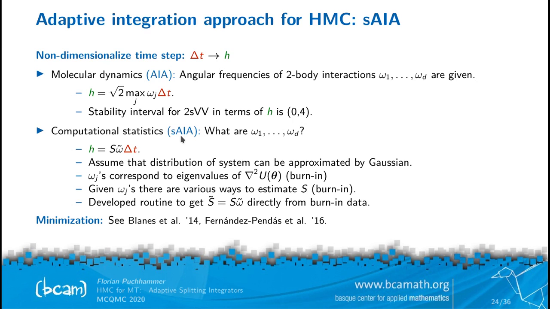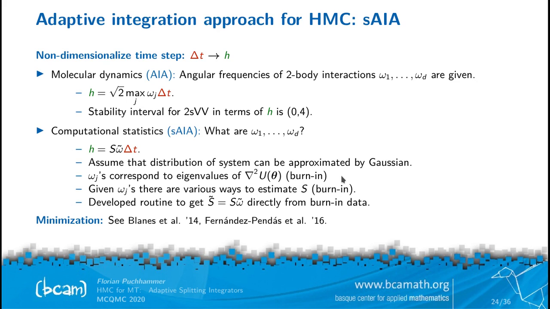Now, how can we do that for SAIA? So what are omega 1 up to omega d? We don't know. We can try something very similar. So we just say h is a safety factor or scaling factor times something relying on the frequencies times the time step. And we assume that the distribution can be approximated by a Gaussian. So this is somehow the equivalent of a harmonic oscillator. Okay, now the omega j's make sense as the eigenvalues of the Hessian of the potential energy, which we can estimate during burn-in. Given the frequencies, we can also easily estimate S with burn-in data.